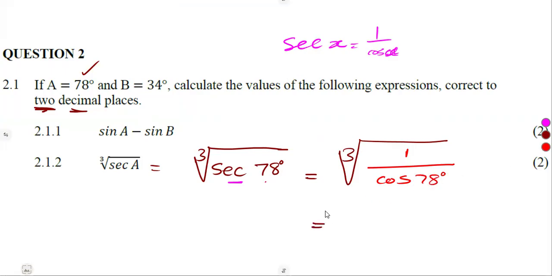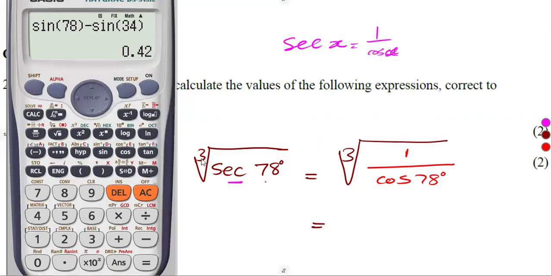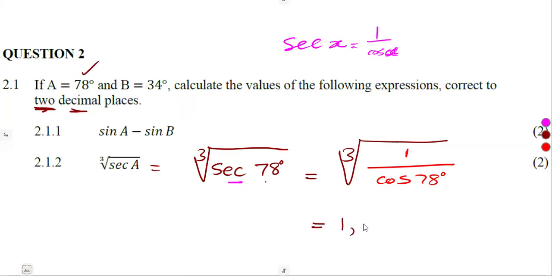So that is the cube root of this part that we are going to have at the end, the cube root of sec, this one. So cube root, shift, you go to the square root. You have got the cube root there. So we need 1 over, so that's 1 over here. You must have your fraction there. So that's 1 over cos 78, close the bracket. As it is like this, our answer is 1.69. So that's it, we're done.